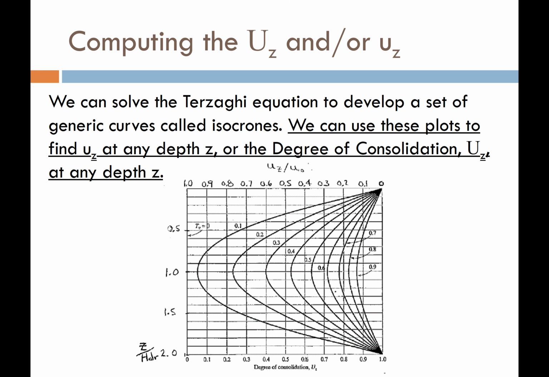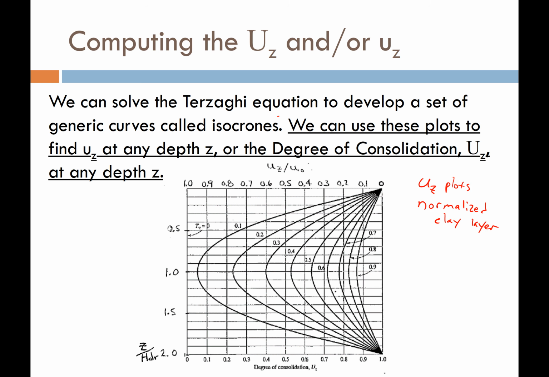So remember how I introduced you to that nasty looking integral equation that was the solution of Terzaghi's one-dimensional consolidation theory? And I said other people have solved it, and I was going to introduce those tools and methods to you. Well, here they are. These curves represent the solution to Terzaghi's equation, and they have a special name. We call them isochrones. Think of these as the little u sub z plots for a normalized clay layer.